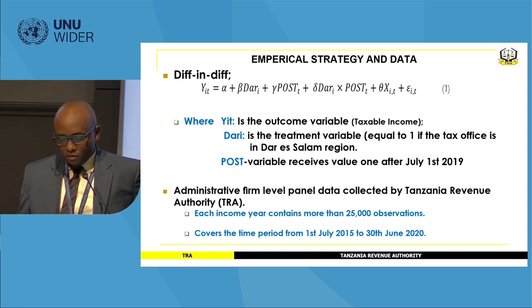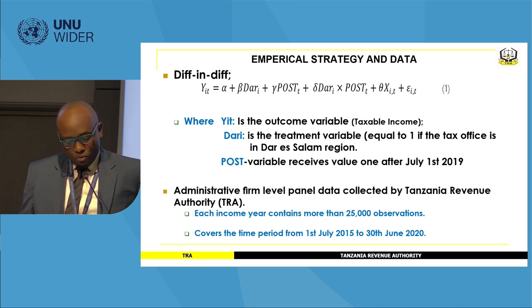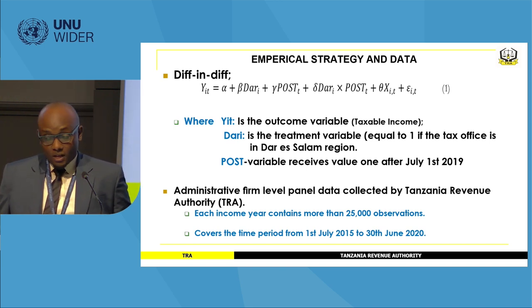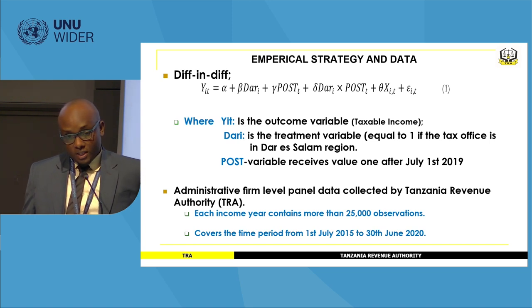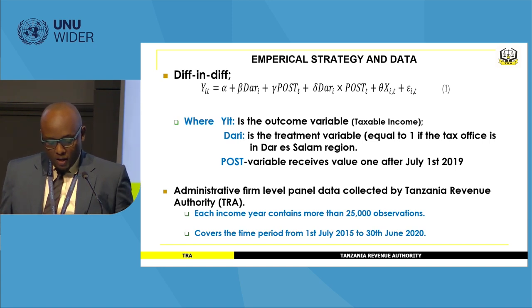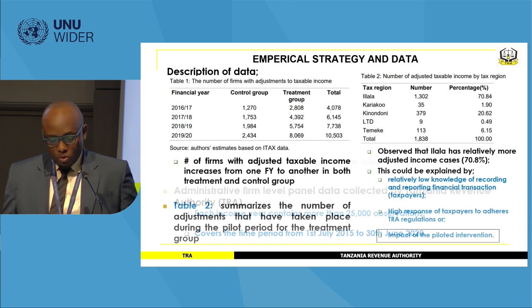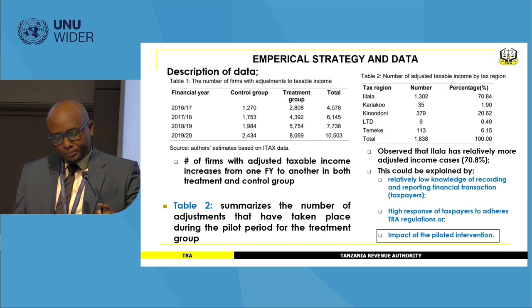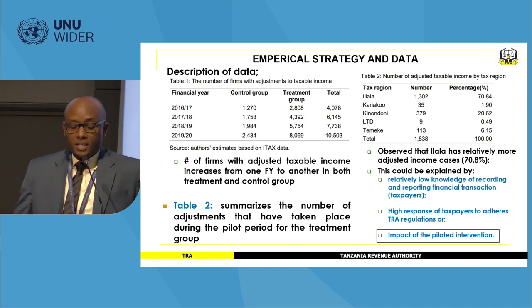We used firm-level panel data, which we extracted from the Tanzania Revenue Authority system. Each year contained about 25,000 observations, which we believed was enough information to test our intervention. It covered the period of four years from 2015 up to 2020, the last year of our data, and it was the year where the intervention was taking place.